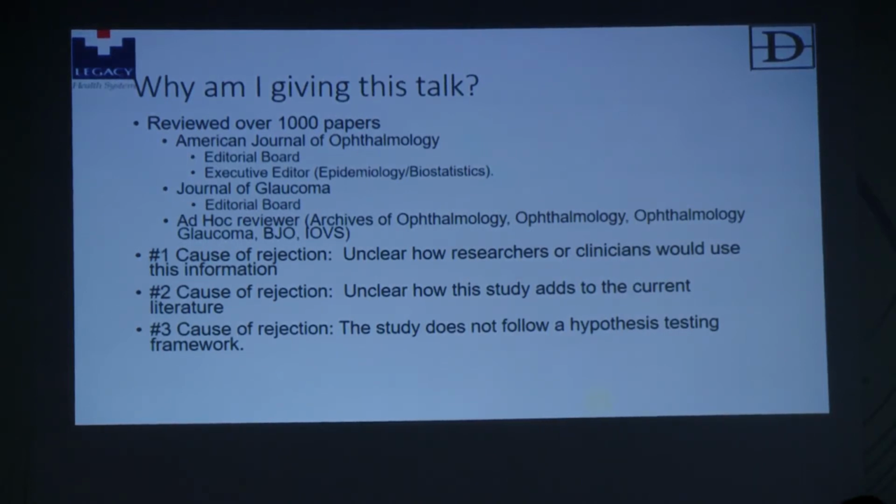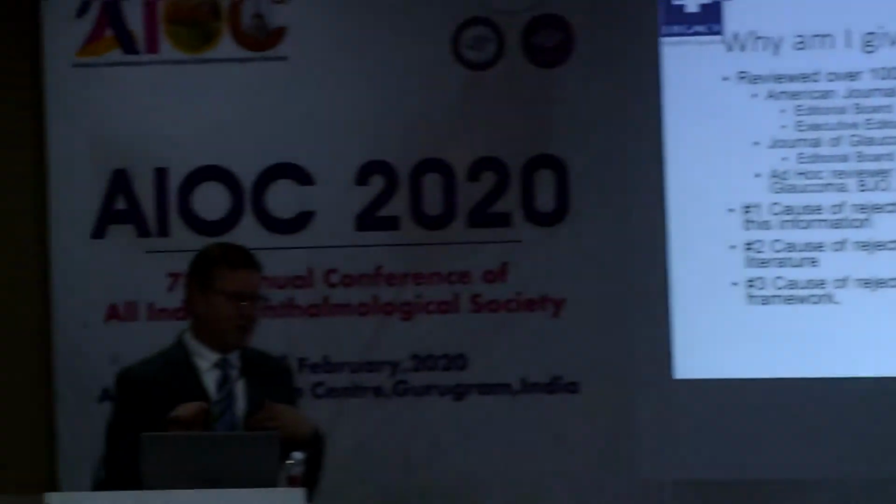The number one cause of rejection: it's unclear how researchers or clinicians would use this information. So you write a paper about pediatric glaucoma and the rates of blindness, and you don't say how I'm going to use it. I don't really know that much about pediatric glaucoma, but you don't tell me why this is important. So that's number one. I'm just going to reject it.